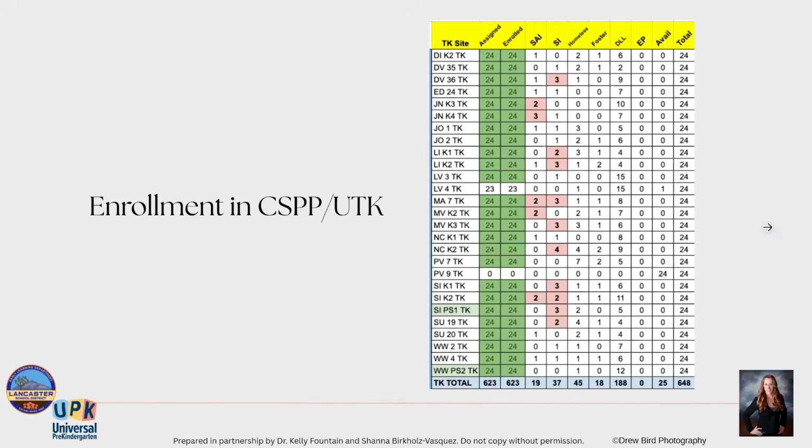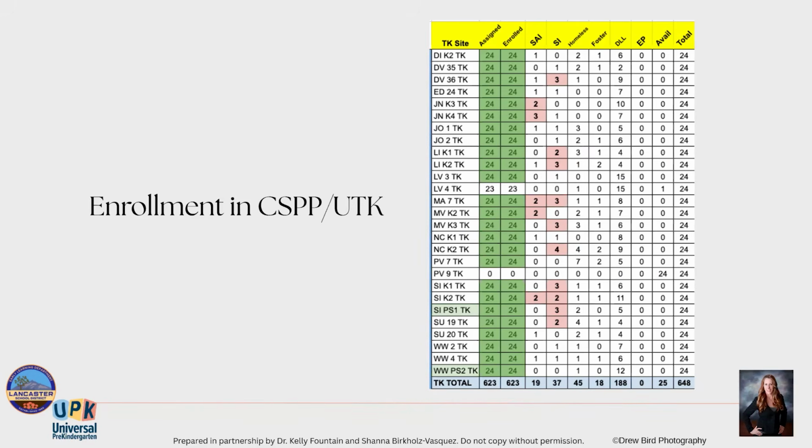So our current enrollment, and this is the most up to date, we have 623 kids sitting in our UTK classrooms that are also enrolled in state preschool. You can see on here there is one spot left, one spot in our dual language immersion program, but the rest of our UTK is full. This means 623 part-day preschool spots are also full.